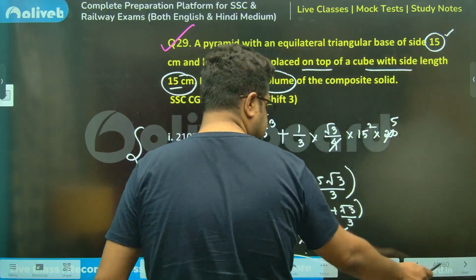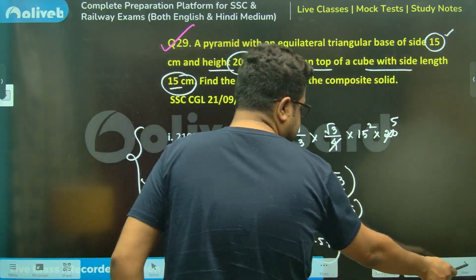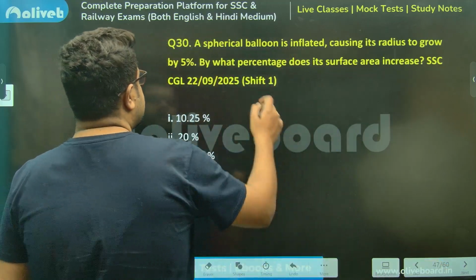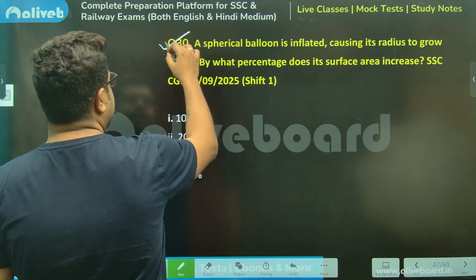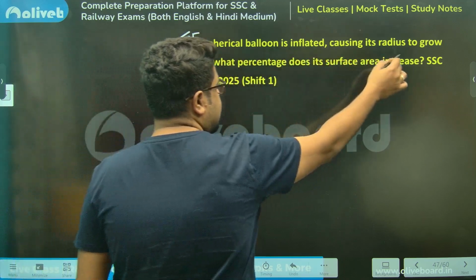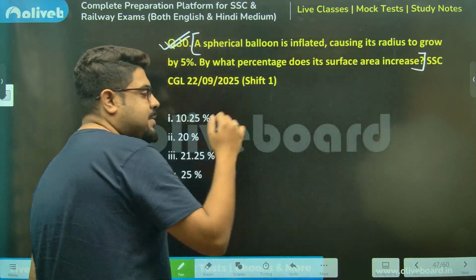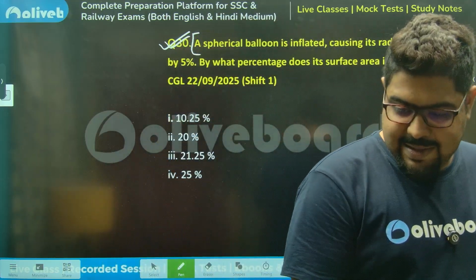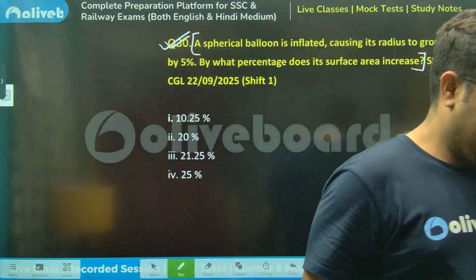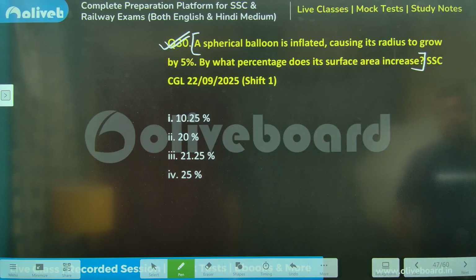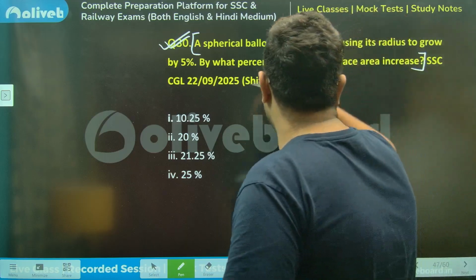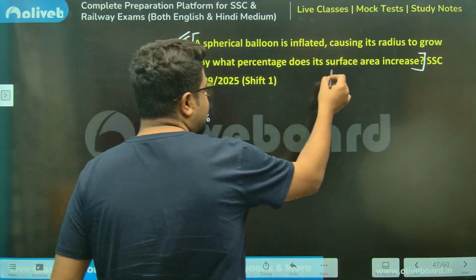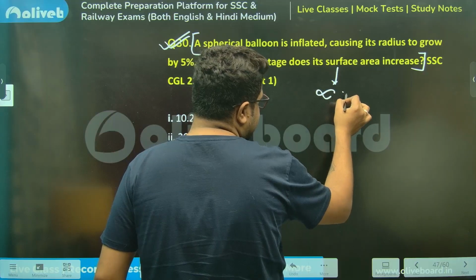Next one please, sir. Again a basic one. It can very well be given as a percentage question as well. A spherical balloon is inflated, causing its radius to grow by 5%. Percentage change of surface area. Surface area of a balloon is proportional to r square, 4 pi r square.